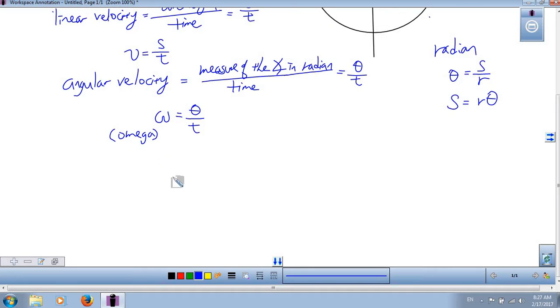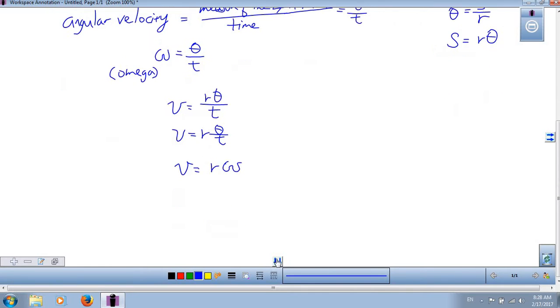So v is equal to S over t, which is R theta over t. As you can see, the velocity is equal to R times theta over t. But what is theta over t? Well, just look up here. We can see that theta over t is omega. So that means velocity is equal to R omega. I wrote it like a W, but it's actually omega like that. So v is equal to R omega.